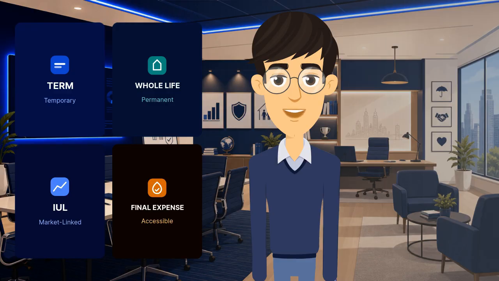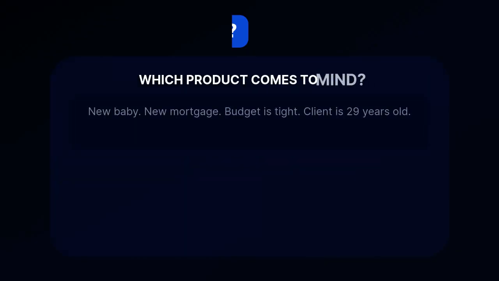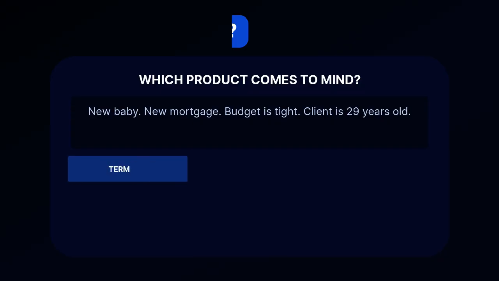4 different clients. Here's your engagement moment, and I want you to actually think about this before we reveal the answer. New baby. New mortgage. Budget is tight. Client is 29 years old and healthy. Of the 4 products we just covered, which one comes to mind? Take a second. Think through the toolkit.